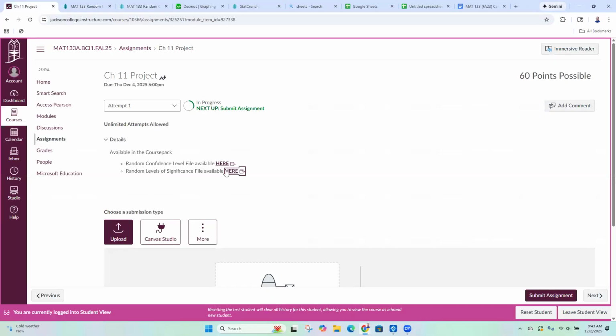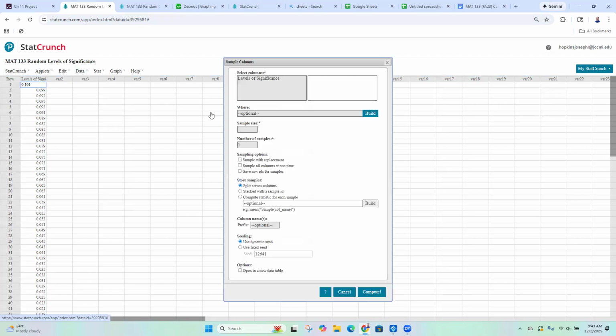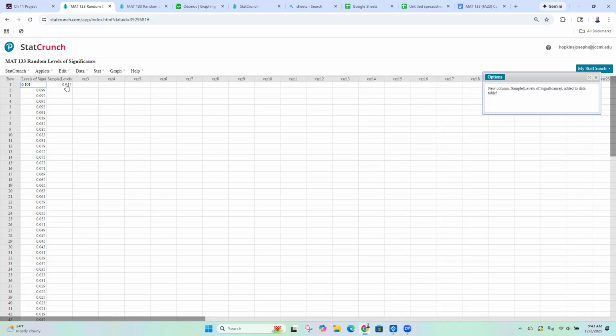But you're going to use the second link here, random levels of significance file, which is going to be this one. And remember that your alphas, your level of significance, is a small number. So this is 10%, 5%, 1%. Okay. And we're going to select one of these at random. So data, sample, level of significance, and we'll do a sample size of just 1. And mine is pretty small, 1.7%, 0.017. Okay.